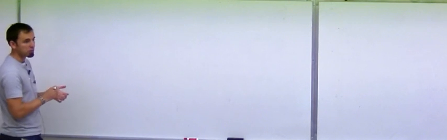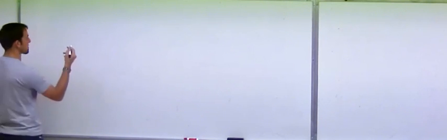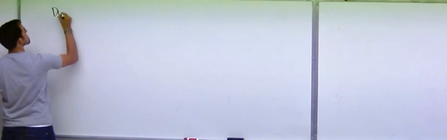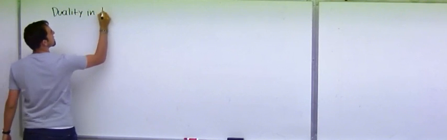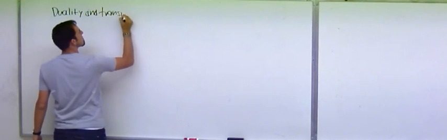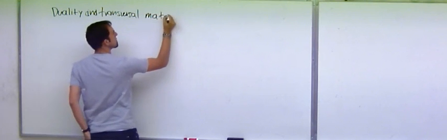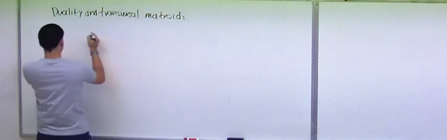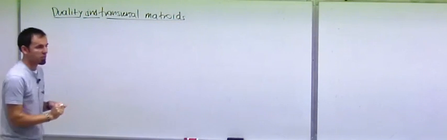What I want to talk about today is duality for our third big class of matroids that we keep talking about, duality for transversal matroids. Duality and transversal matroids. This is the other big class of matroids that we have, and we would like to know what duality does in this case.